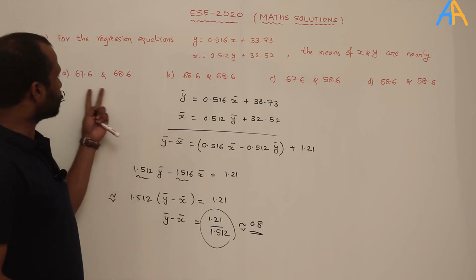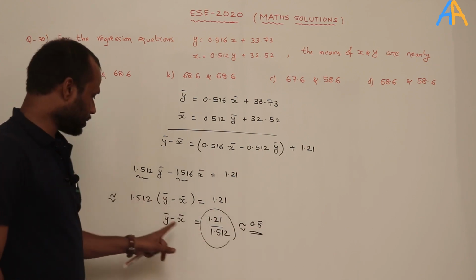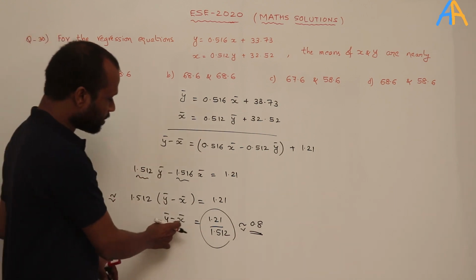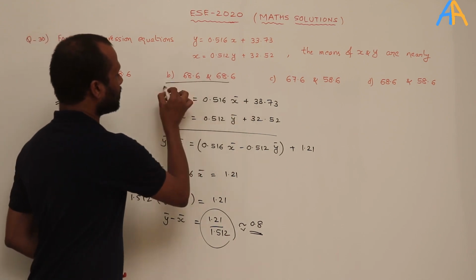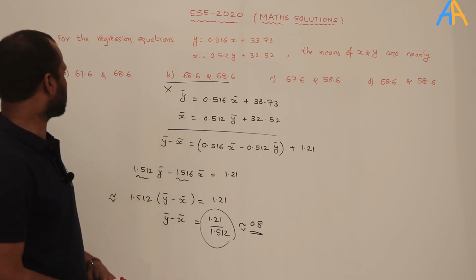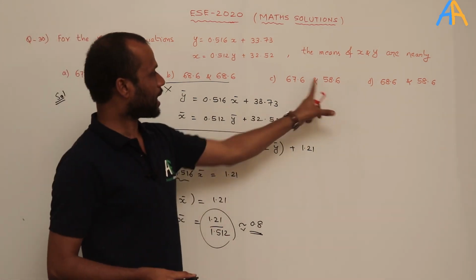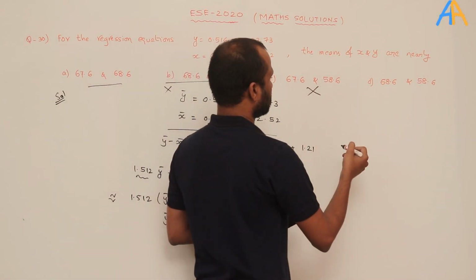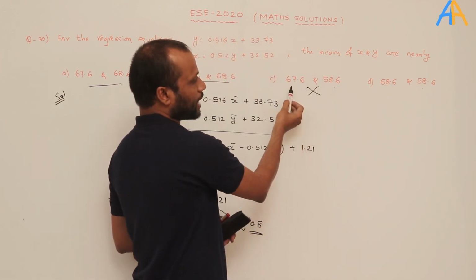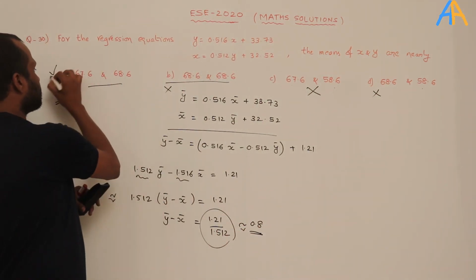So you can find two values in the given set where y bar and x bar differ by approximately 0.8 and y bar is greater. First, y bar and x bar are not equal, so B is not a correct option. Second, y bar is greater than x bar. In both of these cases x is greater than y, so those are also not correct options. So we are only left with option A.